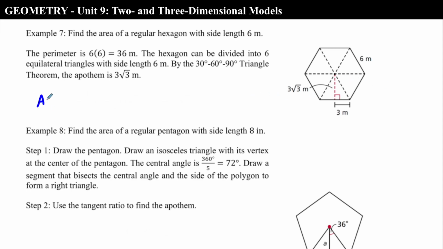So from here, we do 1/2 of our apothem times our perimeter. Well, our apothem is 3 square root of 3. Our perimeter is going to be 6 times 6, which is 36. And so that's going to give us 54 square root of 3, which is approximately 93.5 square meters.